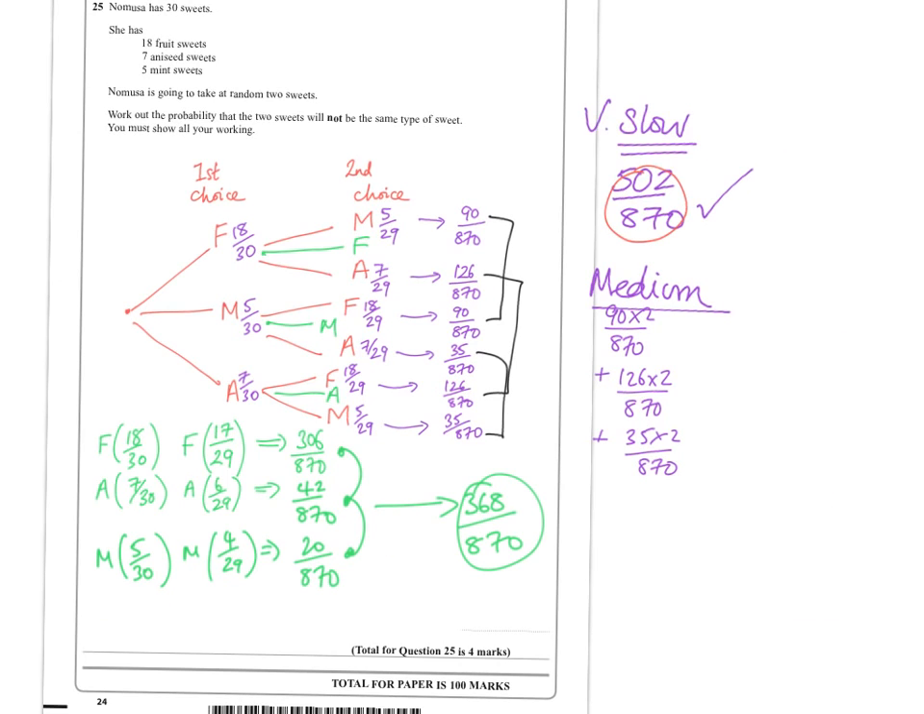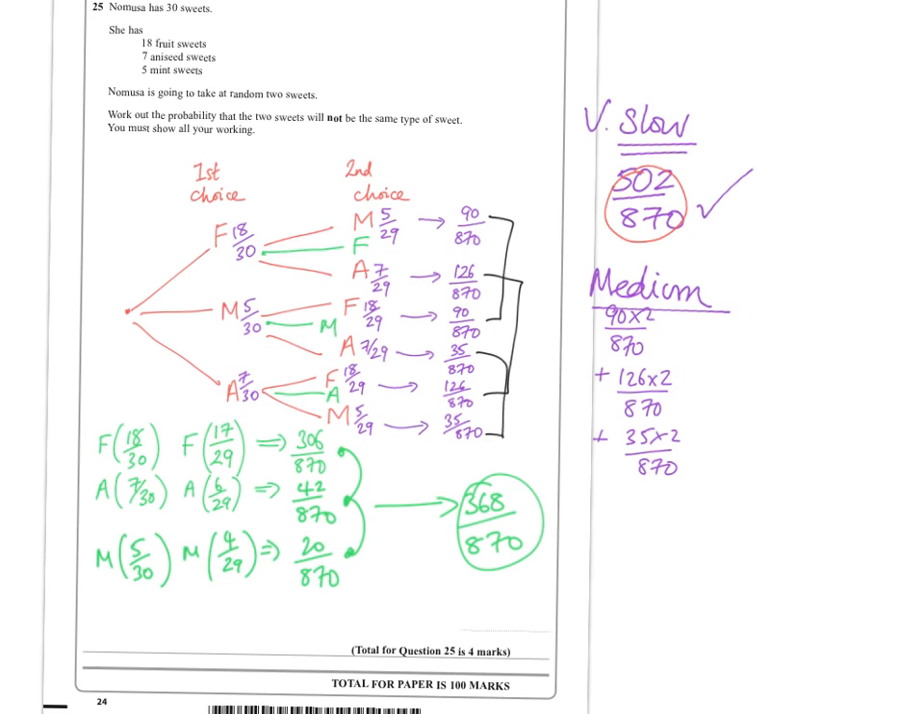So if we just look at these here. The first fruit one would be 18 out of the 30, the second one would be 17 out of the 29, and that would give you 306 chances out of 870 of getting 2 fruit in a row. And then the aniseed, and then the next one, don't forget, 6 of them left, 29 sweets left, multiply 42, and for the mint, the same, 20. And then we get a probability of 368 out of 870.